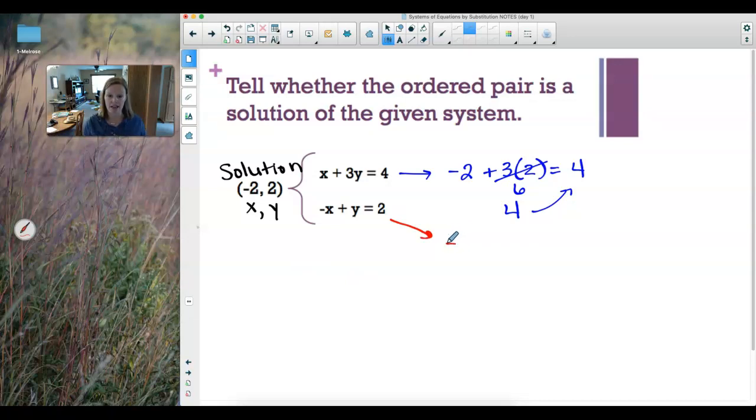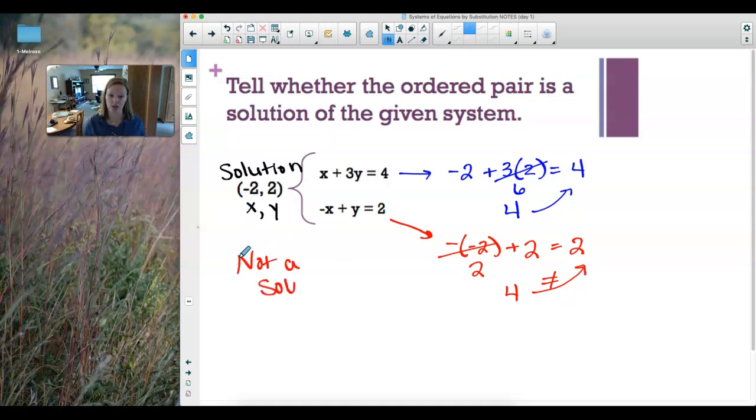We have -2 plus y, which is 2, should equal 2. And -2 is +2, plus 2 is 4. And 4 does not equal 2. So therefore we would say it's not a solution, because it did not work.